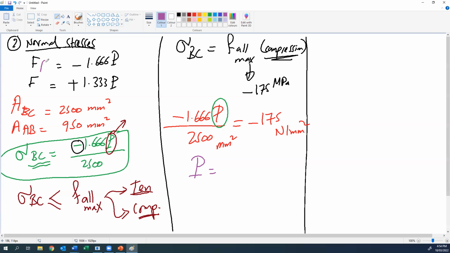So member AB, FAB is negative 1.666B. Member BC is positive 1.333B. Okay, so again here, this is sigma AB, which should be negative 1.666B, and the area of AB is 950.